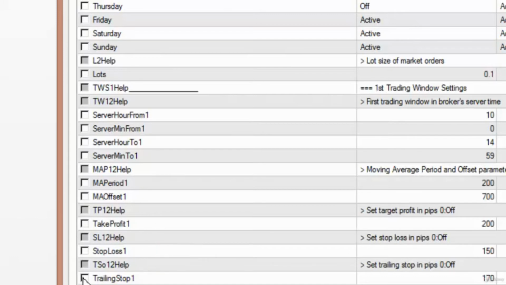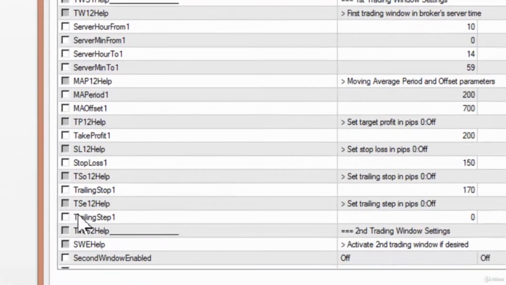You could also add a trailing stop, and if you want to refine your trailing stop, you do it in steps of either 1 or 10 or 20. That's a refinement of the trailing stop. And that is the basic EA.